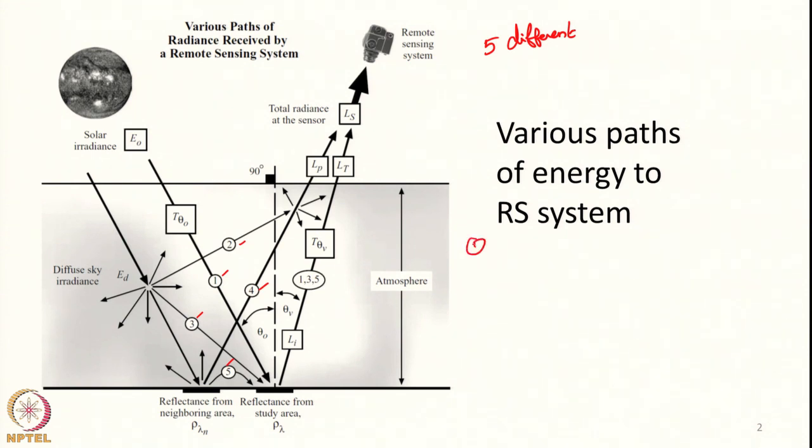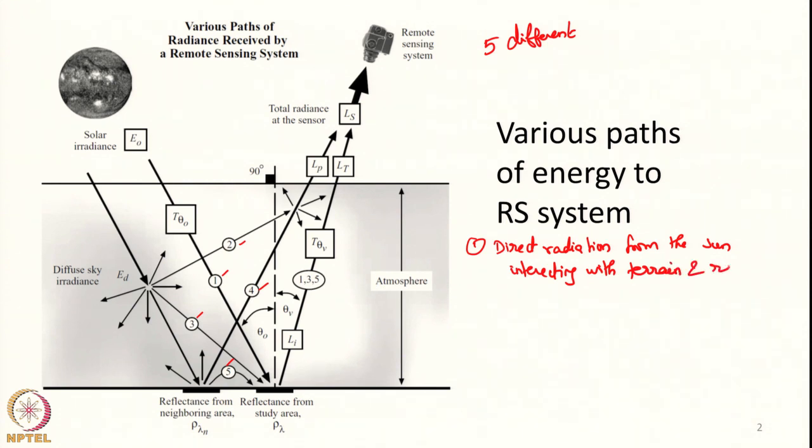Path 1 is the direct interest to us, that is the direct radiation from the sun, interacting with the feature or interacting with terrain and reaching the sensor. So, this is path 1 which is of interest to us, that is the direct solar radiation that comes in, interacts with the terrain, collects information about the objects here, reaches the sensor.